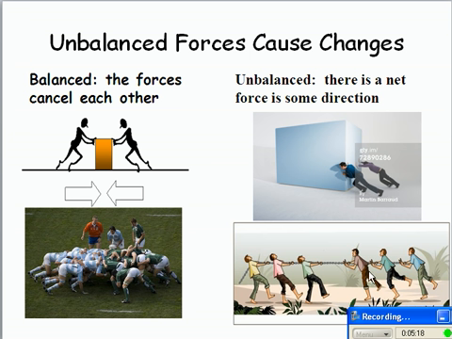Another example might be the tug of war here. You've got three people on each side, but the three people on the left have pulled harder than the three people on the right, and as a result, the entire set of both teams falls off to the left because there's an unbalanced force to the left.